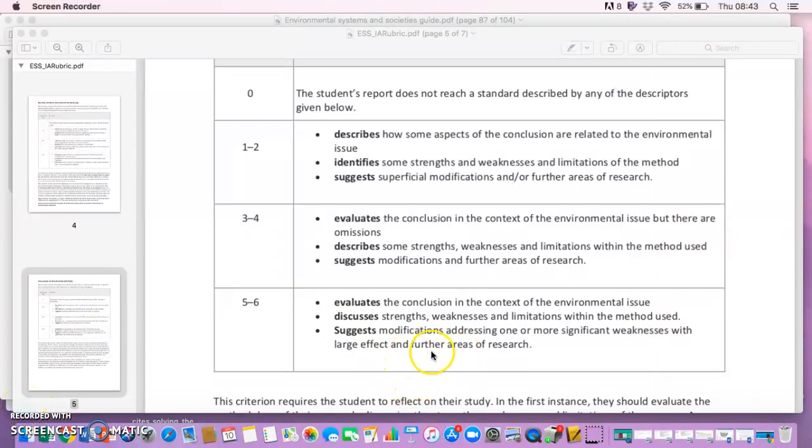You also see this, so it says further areas of research, so that's how you could potentially extend what you've already done, to have a more complete and thorough and informative study.